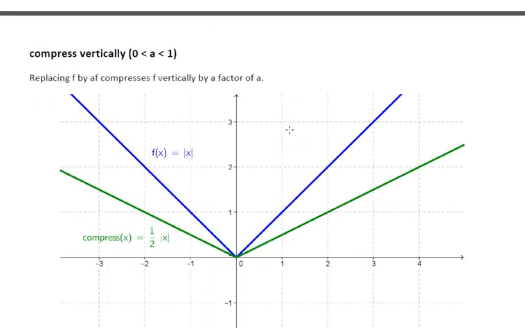However, if we multiply by a coefficient, in this case, of 1/2, which is greater than 0 but less than 1, it's a fraction, a proper fraction, we actually compress down the original function. As you see, it's squashed or compressed down.